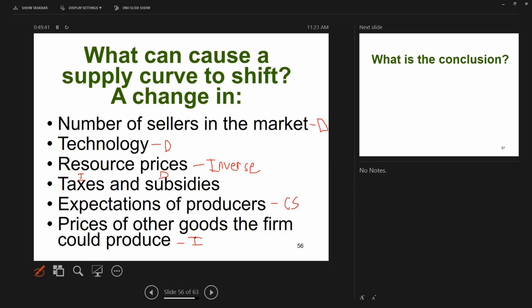Well, if the farm can produce corn or cattle, let's say they were 50% corn, 50% cattle for beef, and then all of a sudden the price of corn shoots up. Next time they plow their fields, what are they going to do? They're going to plow more pasture land. So maybe 75% of the farm will be in corn and only 25% in pasture for cows. That would cause a decrease in the supply of beef because the price of another good that the firm can produce, corn, went up.